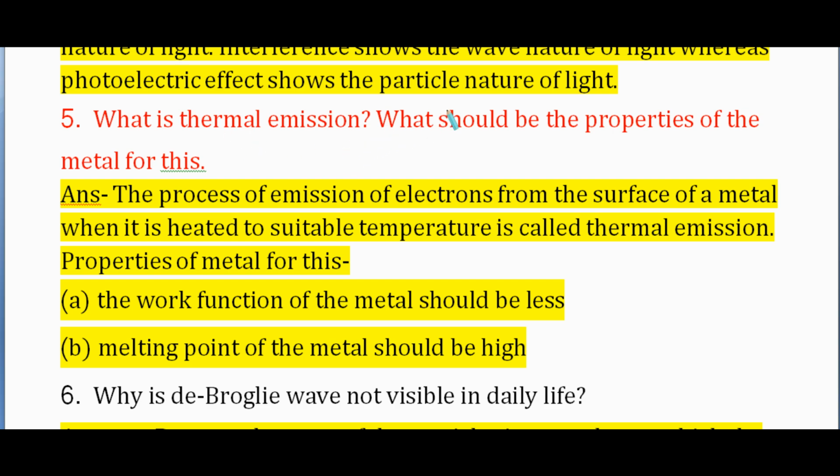What is thermal emission? What should be the properties of the metal for this? The process of emission of electrons from the surface of metal when it is heated to a suitable temperature is called thermal emission. Properties of the metal for this: the work function of the metal should be less and the melting point of the metal should be high.